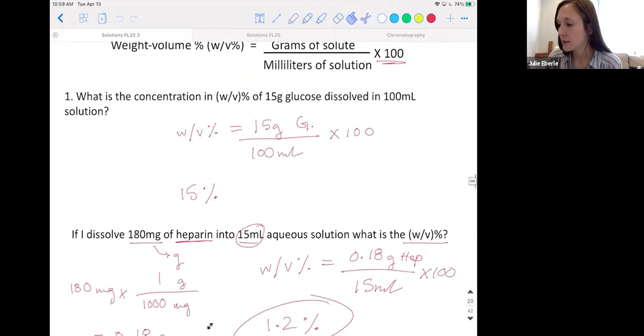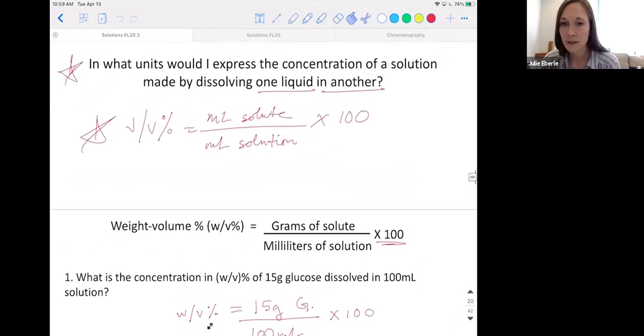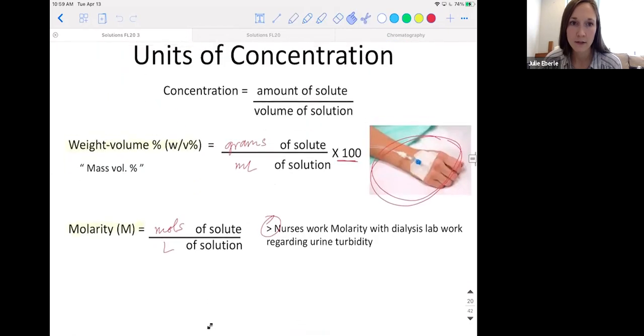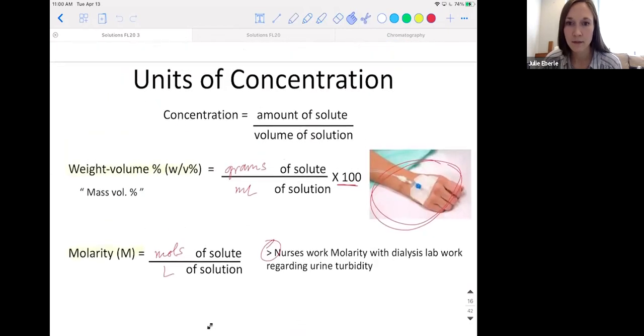So we worked, you guys remember this slide right here? It's kind of where we ended. Right here, units of concentration, weight volume percent, molarity, moles per liter. And then we worked several problems on this. So we defined last Thursday what a solution is, solvent, solute.